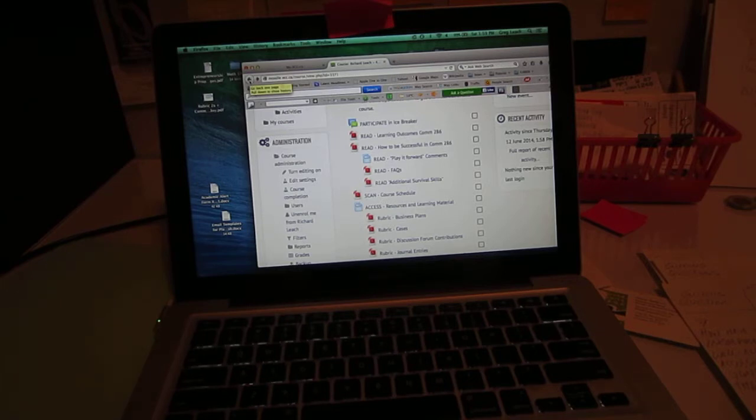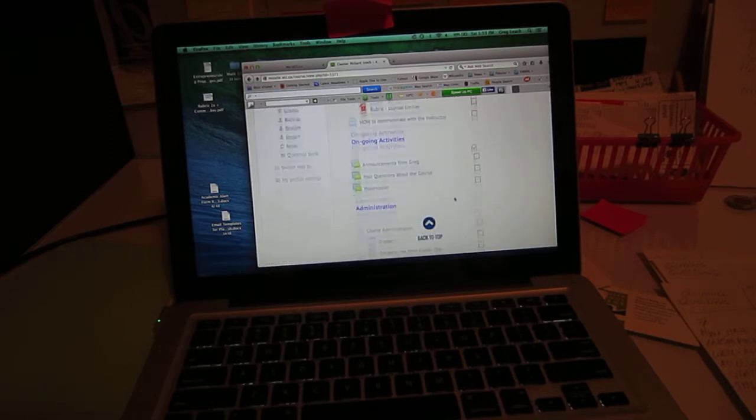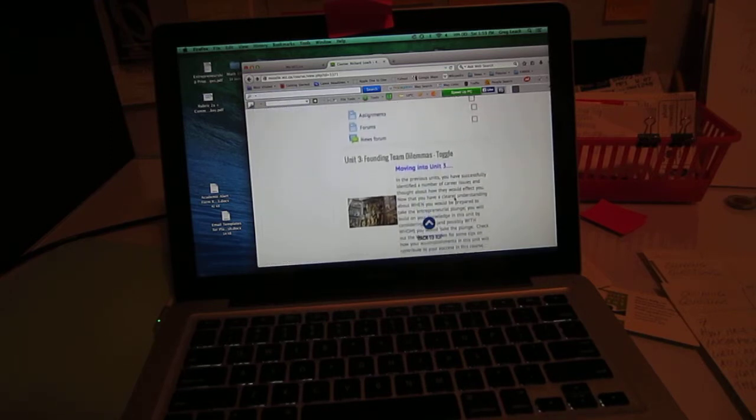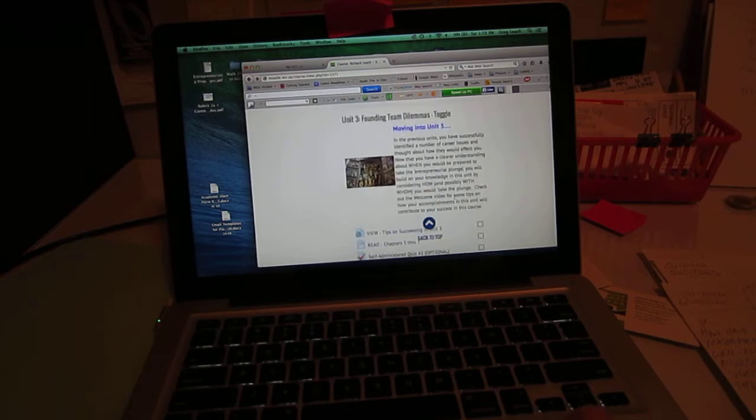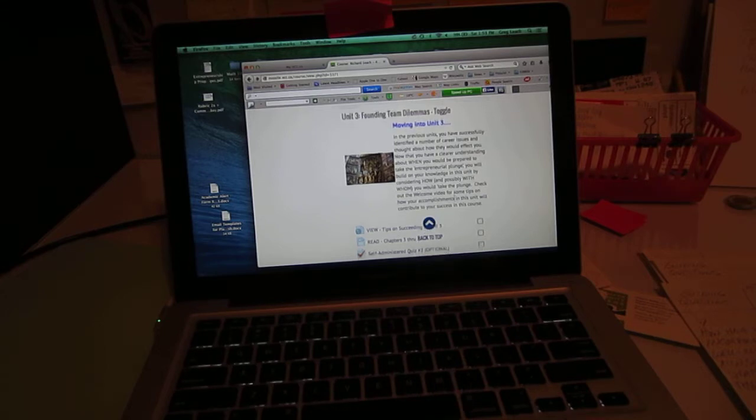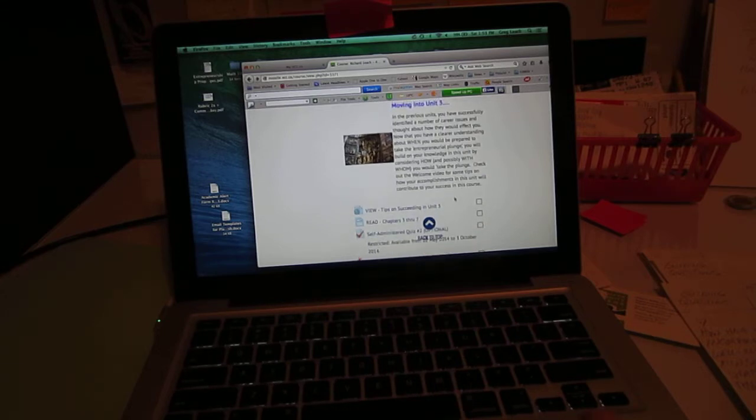So the component of the course that involved the greatest difficulty was in how to set up the course so that people would become familiar with the basic concepts and then be able to use them. And I'll demonstrate that in one of the units. So first of all, in this unit, people would look at a video of the instructor describing things to look out for and do in Unit 3. Then they would read the textbook.